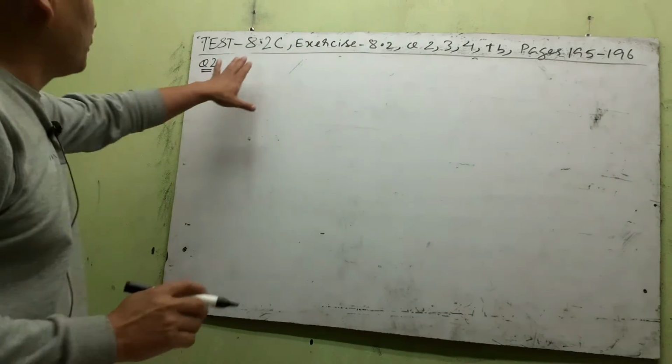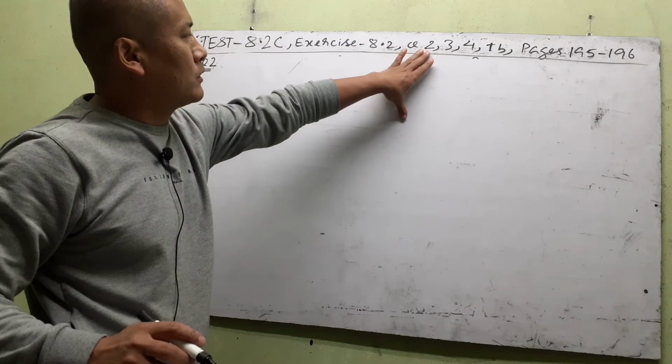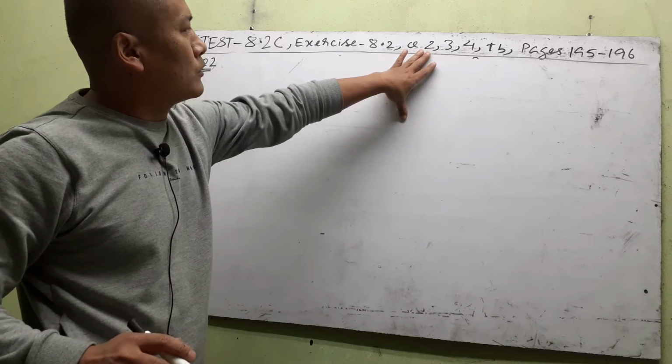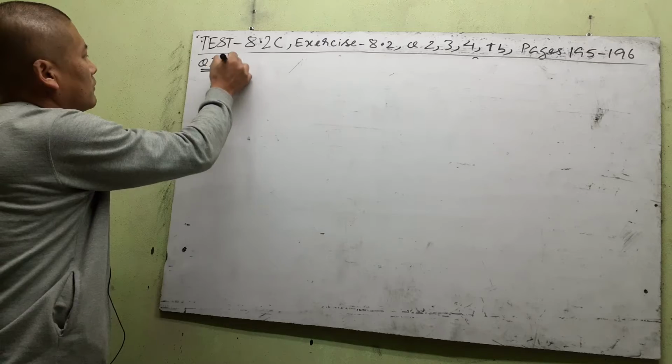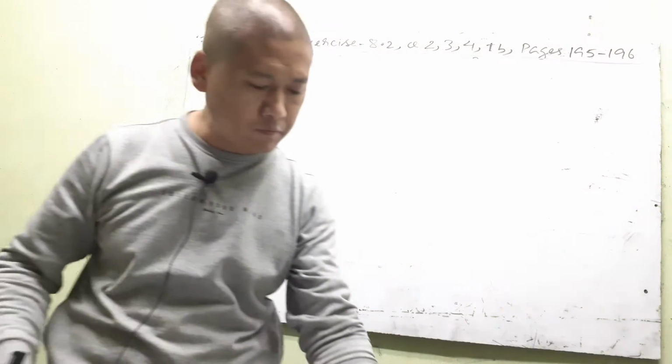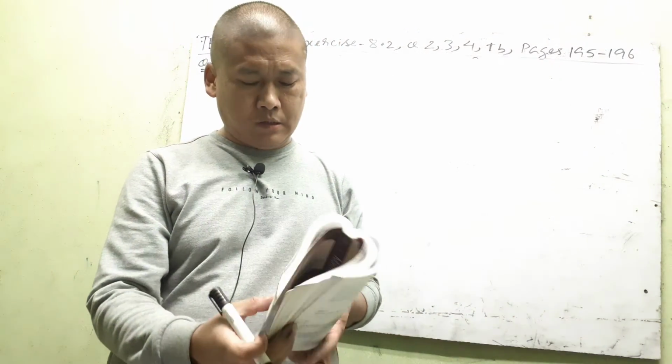Okay, so this test 8.2C. Let us start with the first question. Exercise 8.2, textbook page 195. Question number 2, subheading 1. Let us start. Choose the correct option and justify your choice.